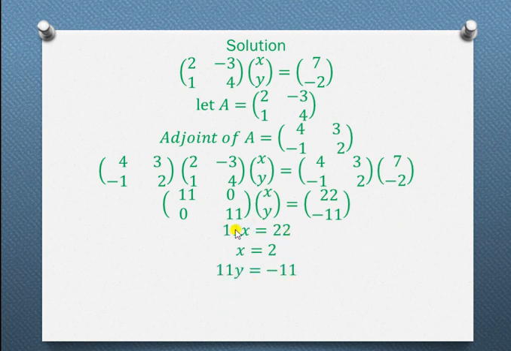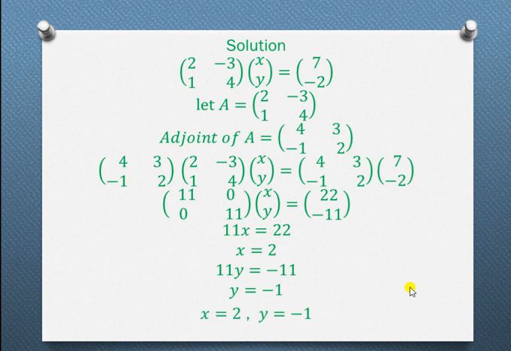Remember, in this case, if you divide through by 11, you simply get 2 as your value of x. Then in this case, 11y equals negative 11. If you also divide by 11, you will surely get y as negative 1. That is how simple it is to solve simultaneous equations with two variables using the matrix method.